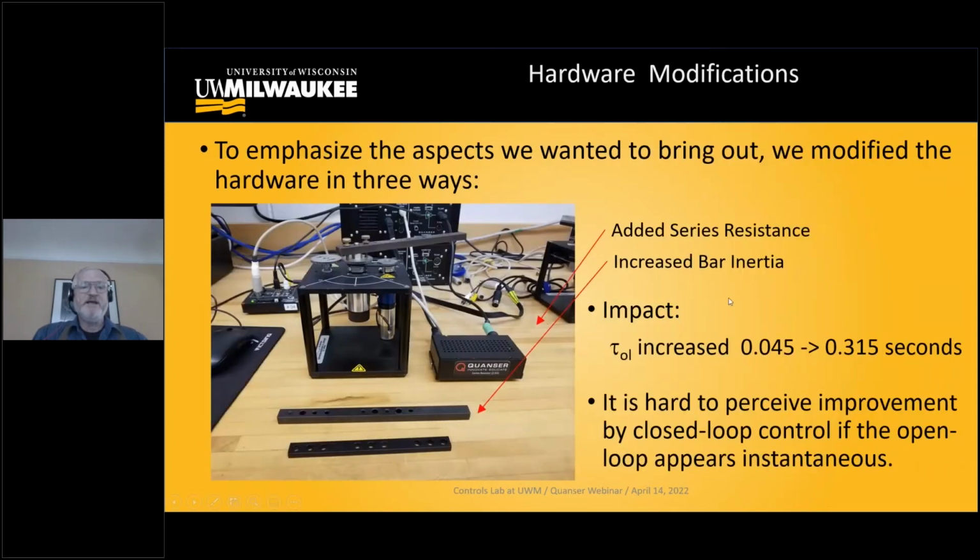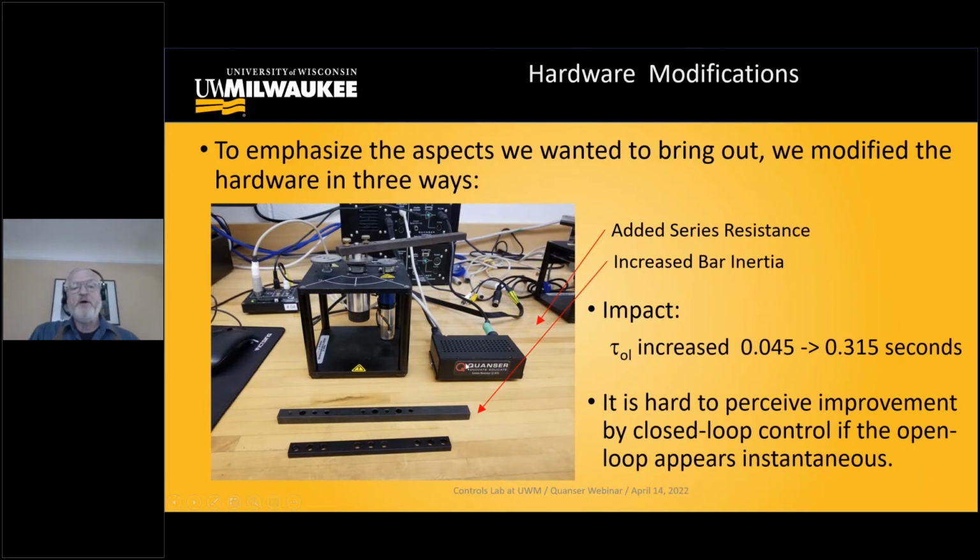Okay, progressing to hardware modifications. At this point, I want to talk a little bit about modifications that we have done to the hardware. A first modification is to introduce resistance into the motor circuit. Throughout the semester, the students run with a first resistor, which is 2.5 ohms. The motor itself is 2.6 ohms, so it approximately doubles resistance.